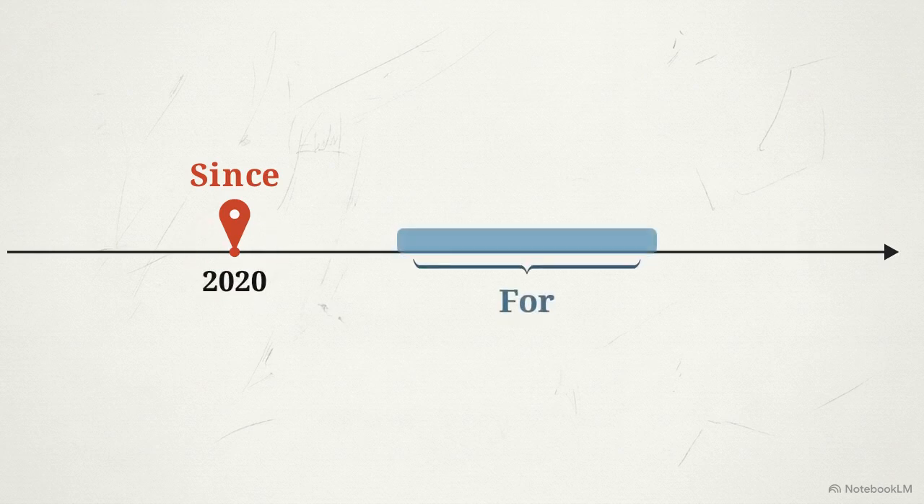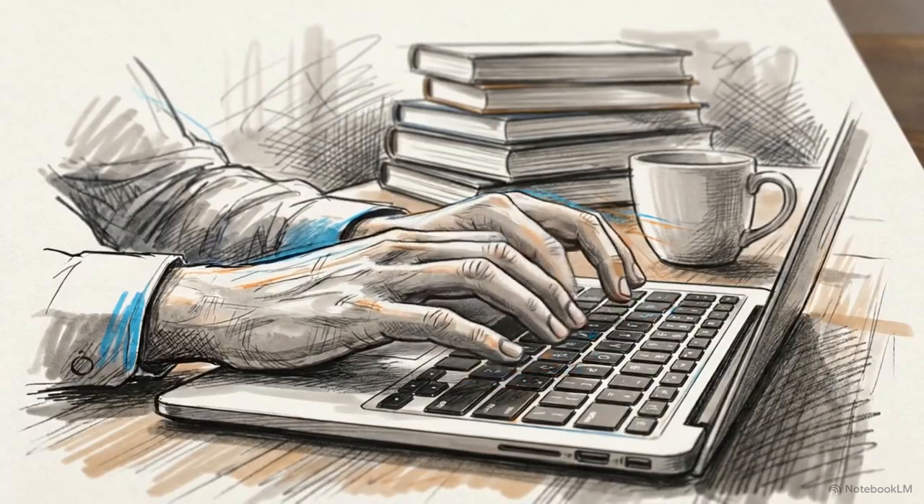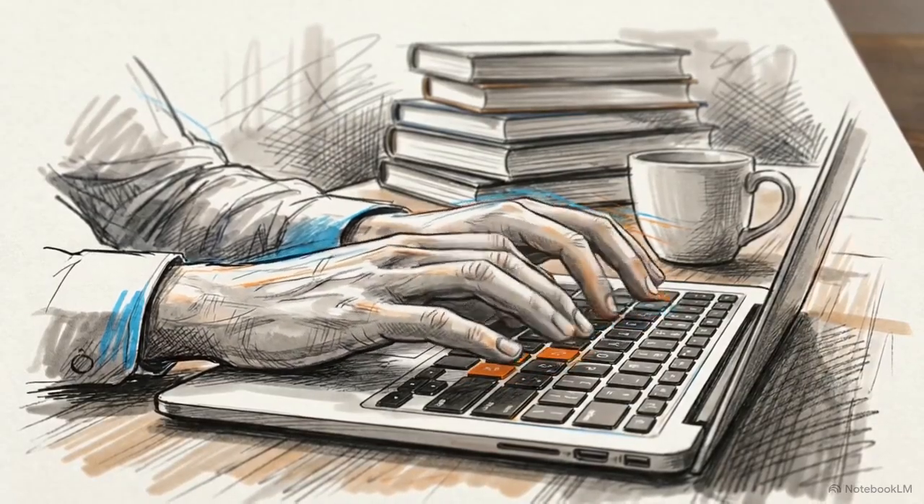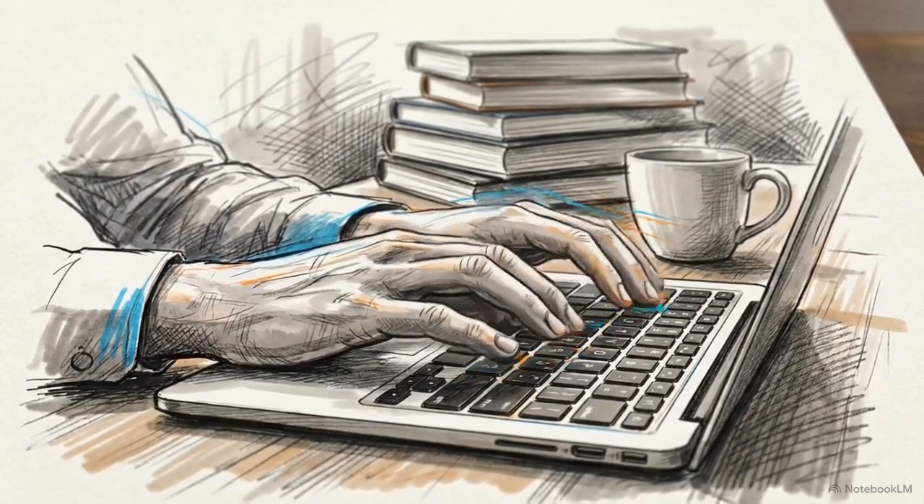Now, consider the difference between since and for. Since is an anchor, marking the specific moment an event started, like living here since 2020. For measures the total volume of time passed. You study for 2 hours, or stay for a week. Distinguishing between a fixed starting point and an ongoing duration is vital for maintaining clarity in academic and professional writing.